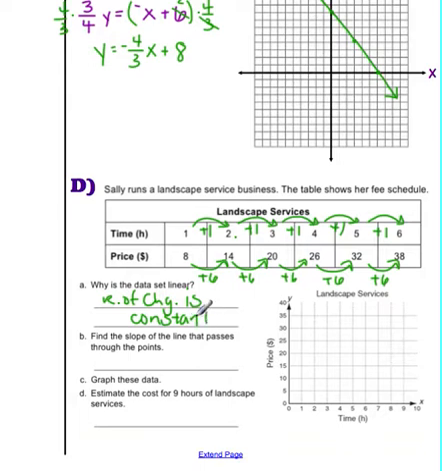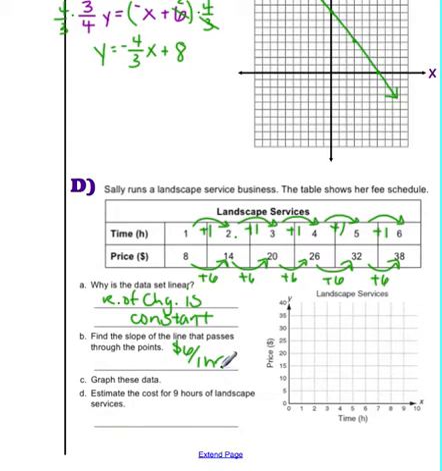Now, one might argue that if we went back to 0 hours, it would be at plus 2. Remember, just because it doesn't go through 0, 0 doesn't make it nonlinear. Now, the slope of the line that passes through these points, that's the beautiful part of calculating the rate of change. Therefore, this is 6 over 1, which we want to put a label with, so it should be $6 over 1 hour.